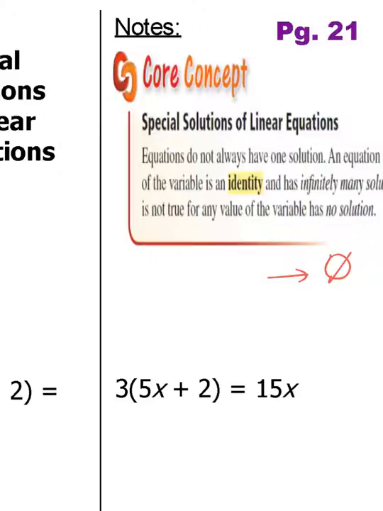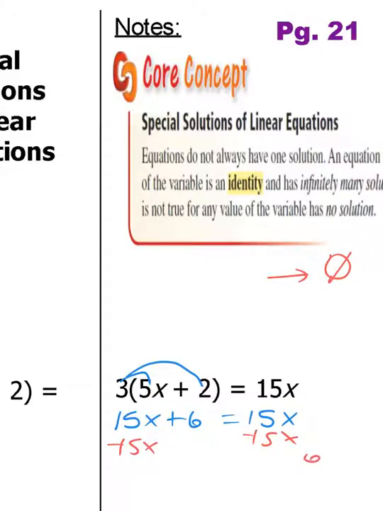Okay, so looking at this bottom equation, how do I go about solving it? I distribute that sucker, so I'm going to go ahead and distribute. I'm going to take 3 times 5x, 3 times 2. I get 15x plus 6 equals 15x. What's going to end up happening with the 15x's? Yes. They're going to cancel each other out. That's beautiful. Couldn't have said it better myself. They cancel each other out and you get 6 equals 0.